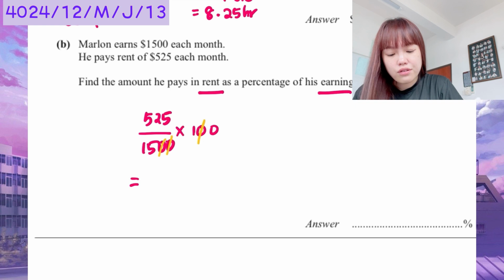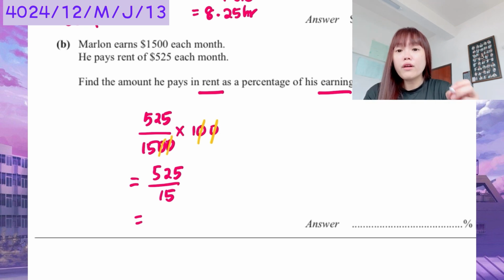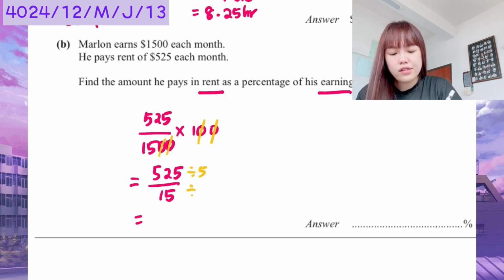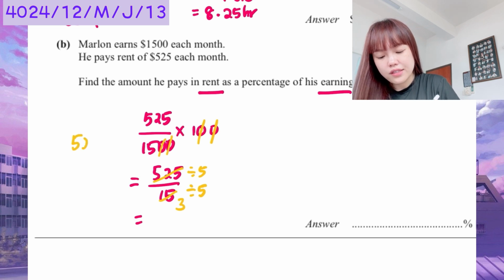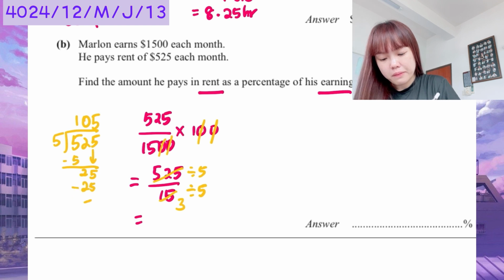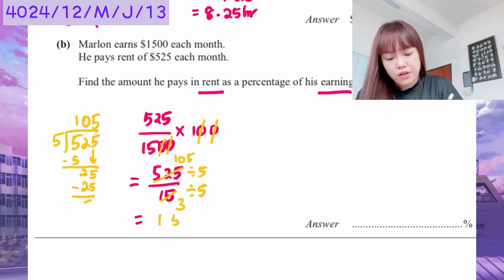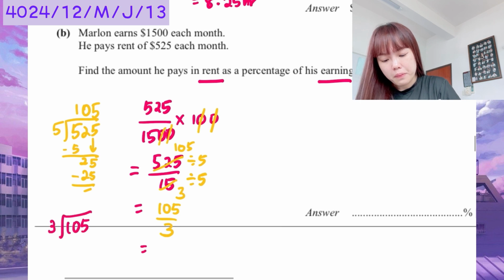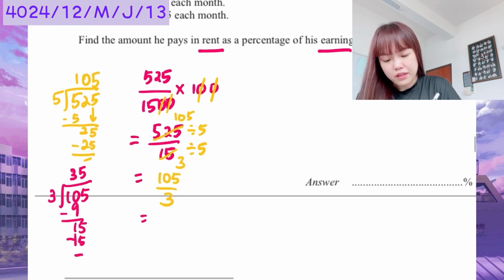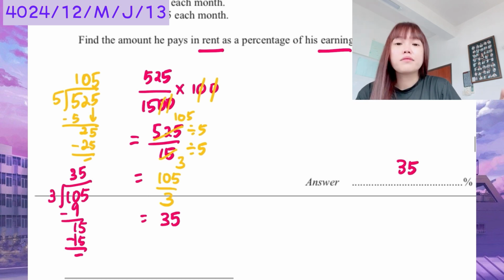Okay, then I simplify, cut the zeros. And then 525 divided by 15. Okay, you can divide straight away, or you simplify. Simplify is much easier. I divided by 5 first. Okay, divided by 5, this is 3. This one divided by 5 is, okay, I'll show you. Add a 0. So bring down 5. So it's 105 over 3, and then you can simplify again one more time. Times 5, 15. So it's 35. So 35%.